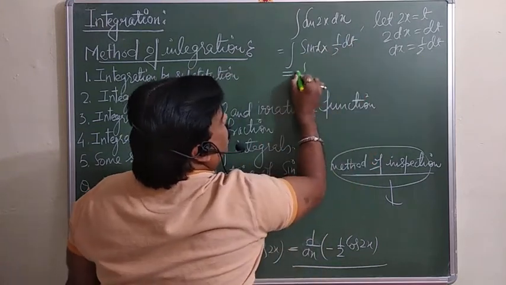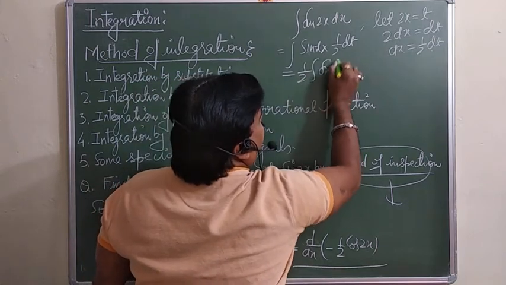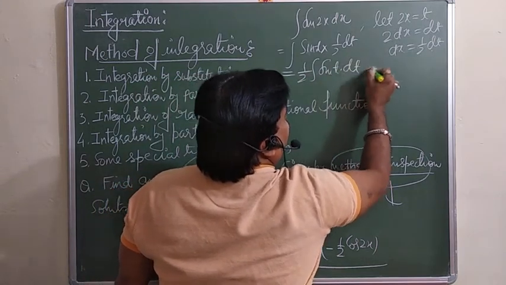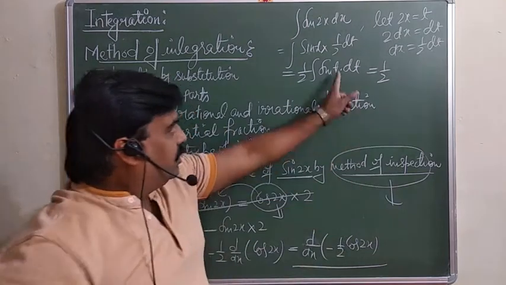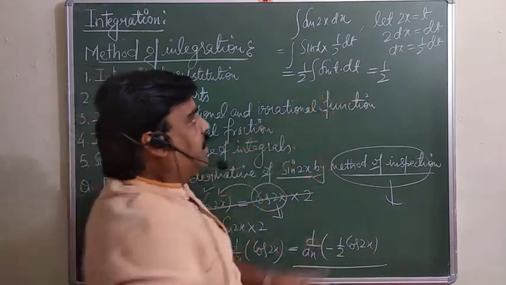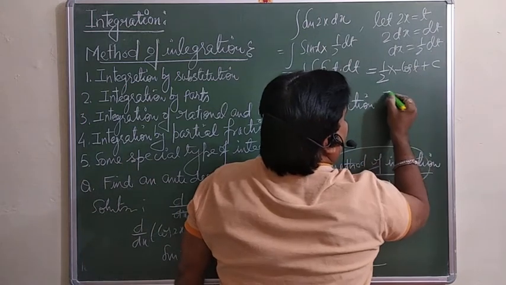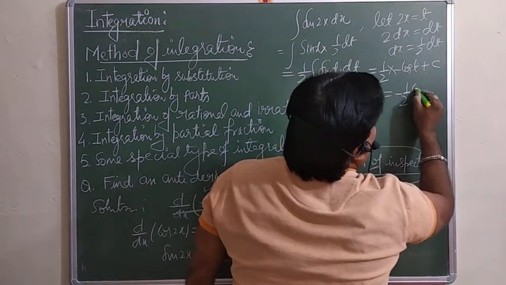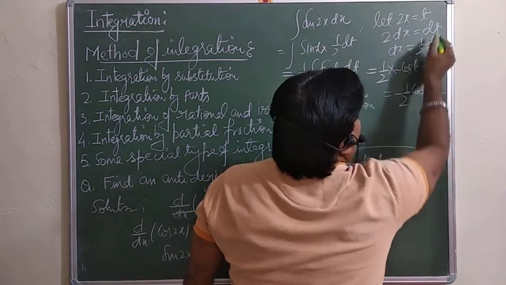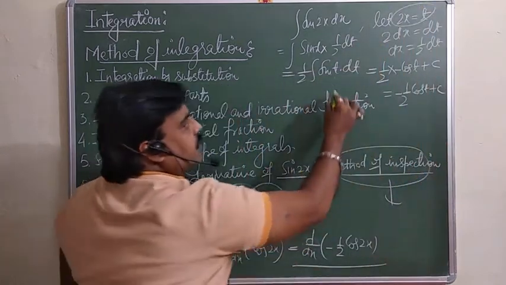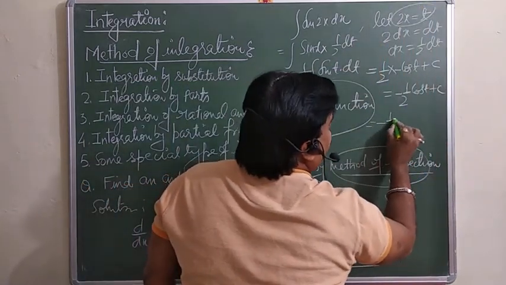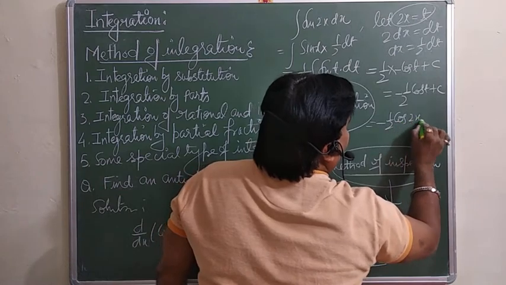So you are getting 1 by 2 sine t into dt, and this is 1 by 2. So the antiderivative of sine t is equal to minus cos t plus c. So this is equal to minus 1 by 2 cos t plus c, but t is already, you assume, 2x. So this is equal to what? Minus 1 by 2 cos 2x plus c.